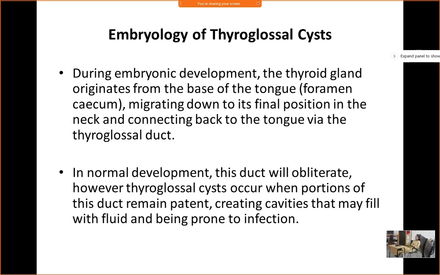So at birth, usually this thyroglossal duct, that is the connecting band from the base of the tongue or the foramen cecum to its final position, if it fails to regress, it can give rise to a thyroglossal duct cyst. In normal development, this duct will obliterate. However, thyroglossal cysts occur when a portion of the duct remains patent, creating cavities that may fill with fluid and be prone to infection.